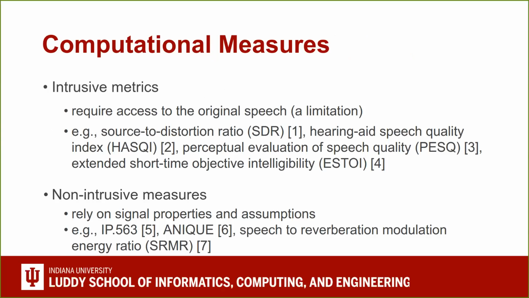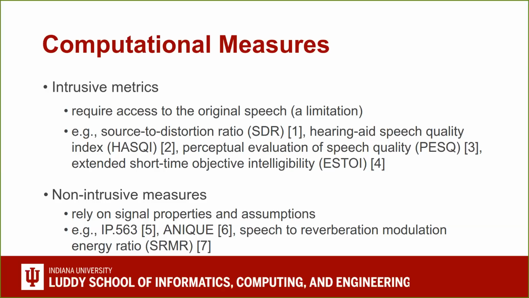Computational objective metrics can be divided into two categories. Intrusive metrics assess the quality and intelligibility of a distorted speech signal by comparing it to its clean version. Therefore, a clean reference signal is required. Commonly used intrusive metrics include SDR, HASQI, PESQ, and ESTOI.